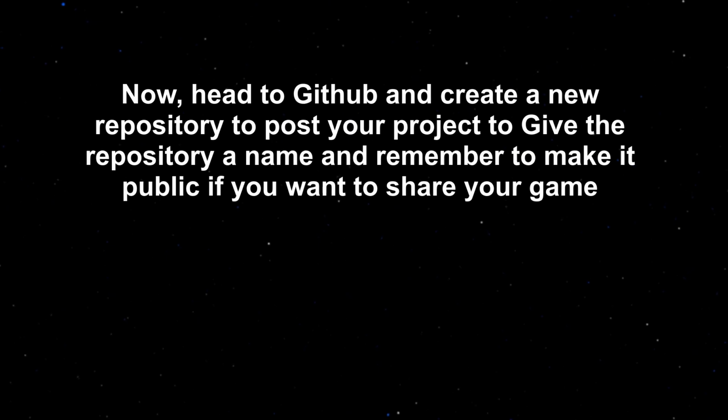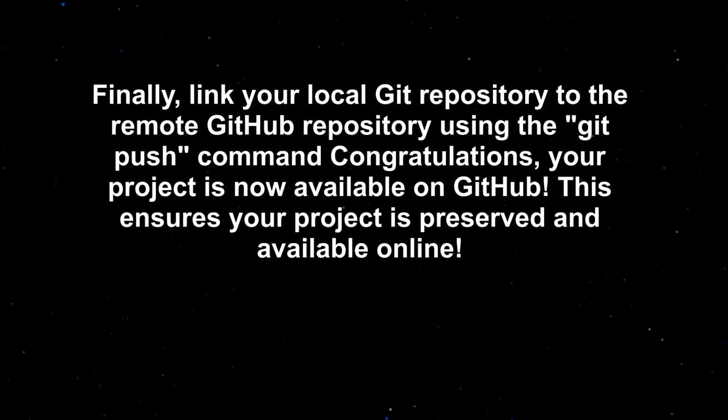Now, head to GitHub and create a new repository to post your project. Give the repository a name, and remember to make it public if you want to share your game. Finally, link your local Git repository to the remote GitHub repository using the git push command. Congratulations, your project is now available on GitHub. This ensures your project is preserved and available online.